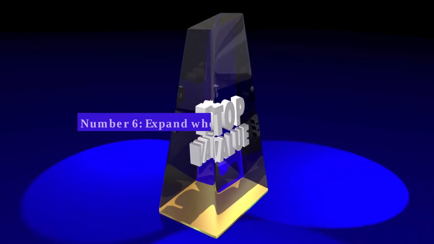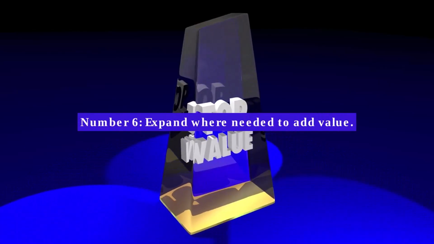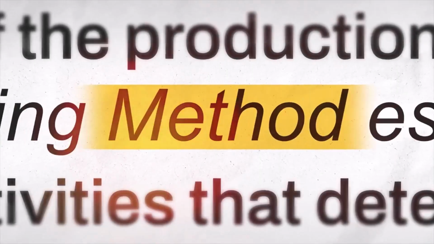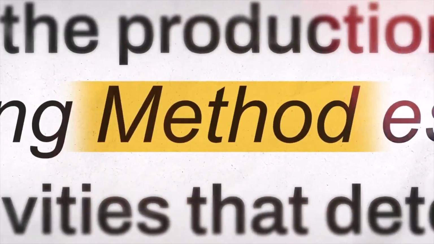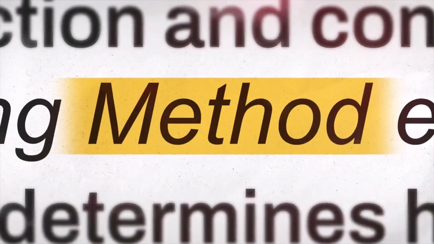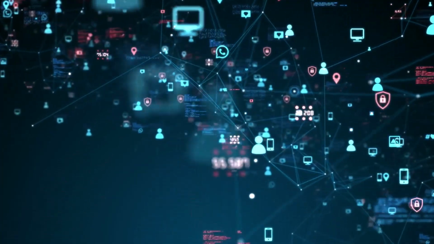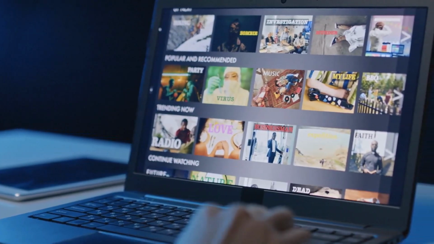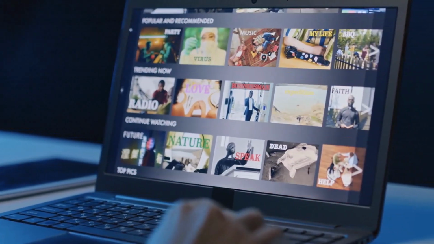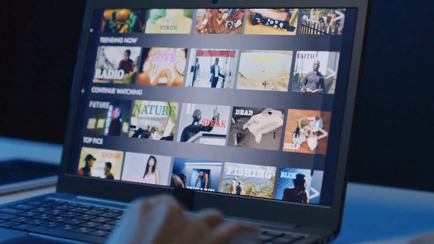Number 6, expand where needed to add value. Many PLR articles keep their information short to appeal to a wide audience, but that often means leaving out important details. If you find a short tip that could be explained better, ask AI to expand it into a few extra sentences with more detail or examples. Then check that the added content makes sense and flows naturally. This step not only improves the quality of your video, but also makes it more likely that viewers will watch until the end because they're learning more than they expected.